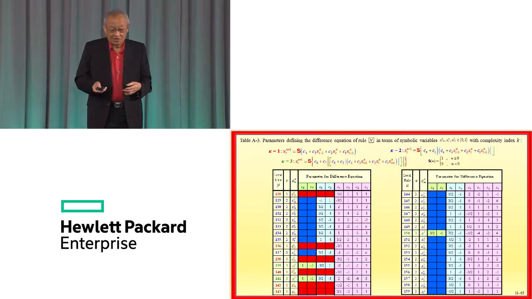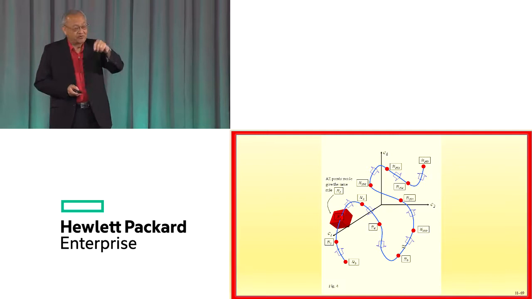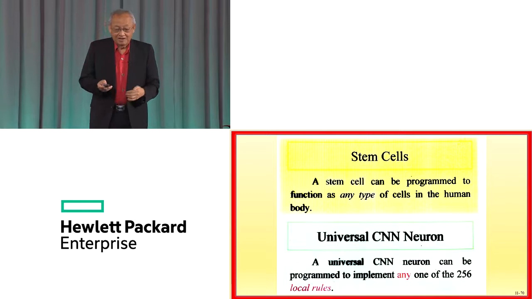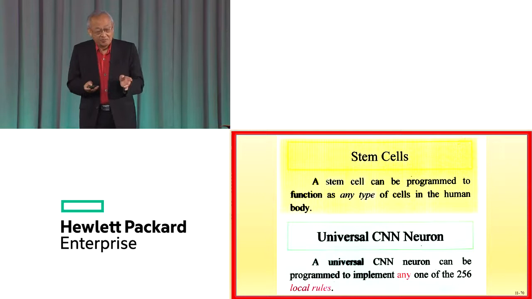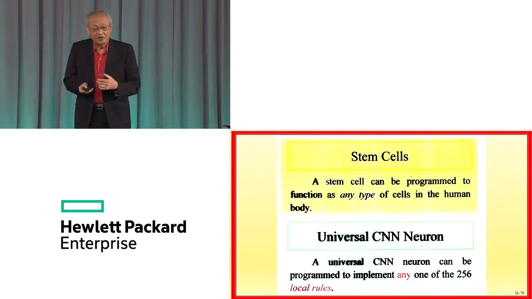So if you think of an 8-dimensional parameter space, by putting in 256 different sets of 8 numbers, each one corresponds to one rule. You can think of this whole thing we're talking about as just one equation with 256 different sets of parameters. And again, just to see the similarity, a stem cell can be programmed to function as any type of cell in the human body, as you know. And for my case here, I call this now a universal neuron with 3 synapses. And a universal CNN neuron can be programmed to implement any one of the 256 local rules.